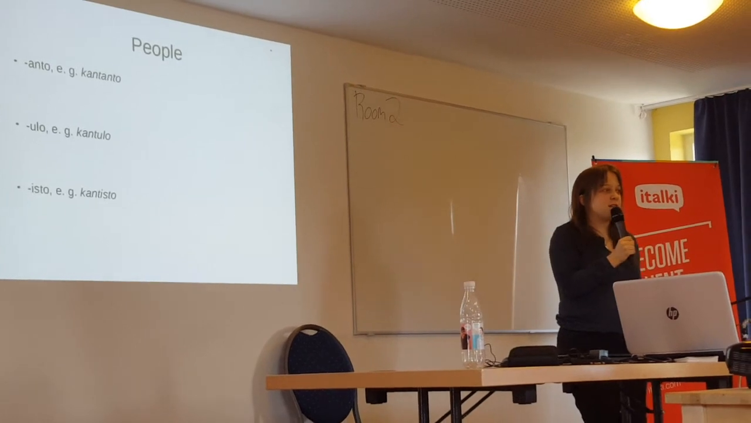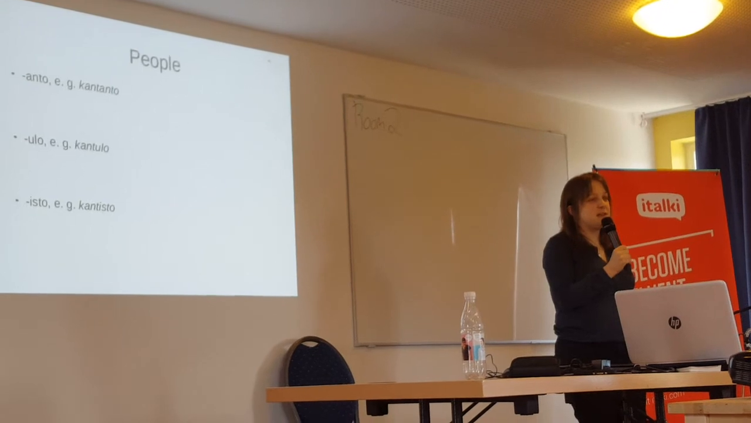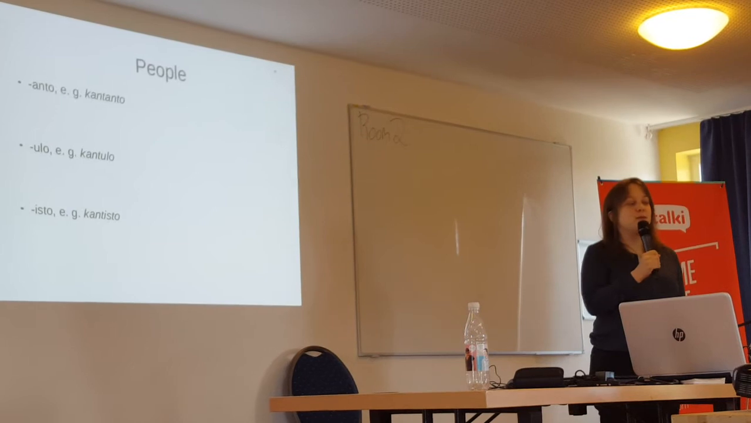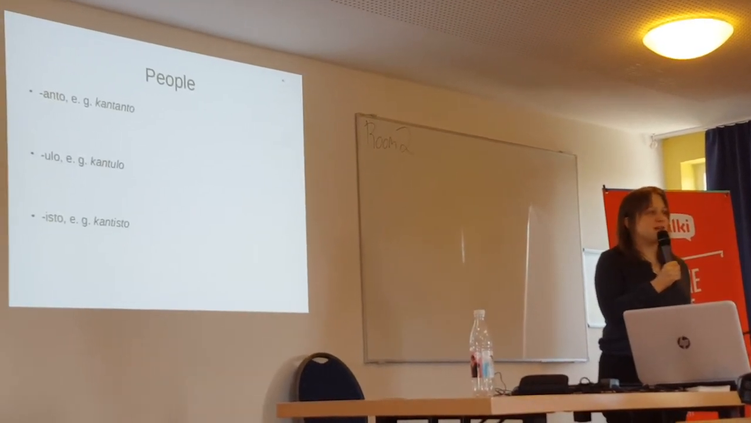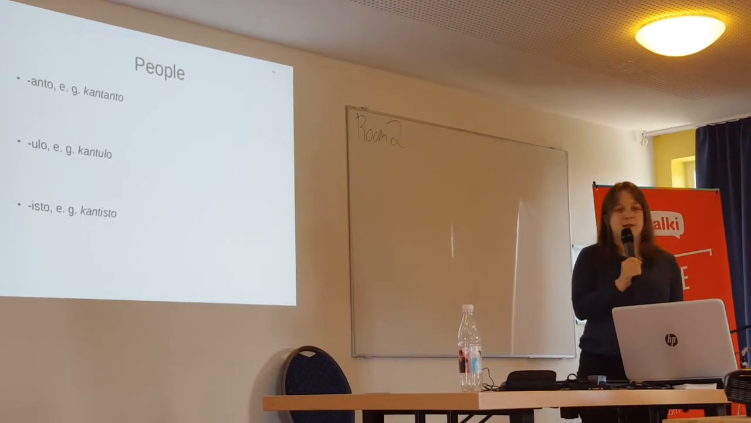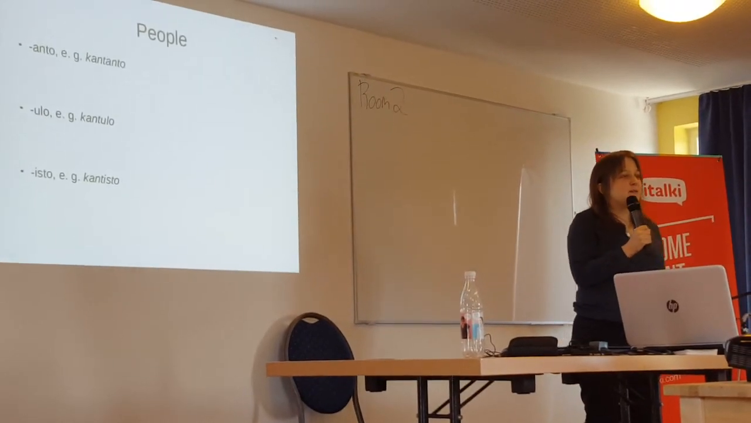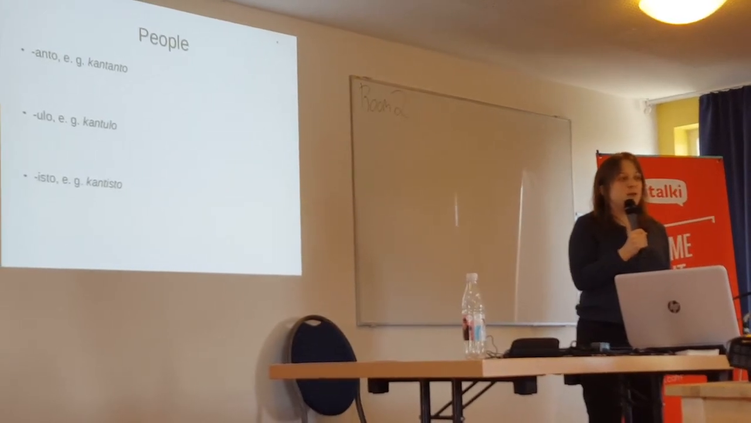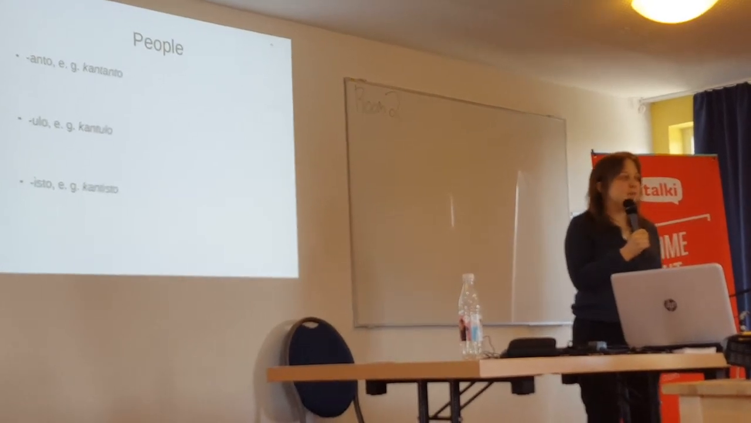So canti is to sing, and if you say cantanto, it's someone who is currently singing. Then -ulo is for someone who regularly does something, maybe as a hobby. So cantulo is someone who maybe participates in a choir as a hobby. And -isto is for someone who professionally does something. Cantisto would be a professional singer. So that is three different ways that we can think of people who are somehow connected to a verb or a noun that we can imagine.